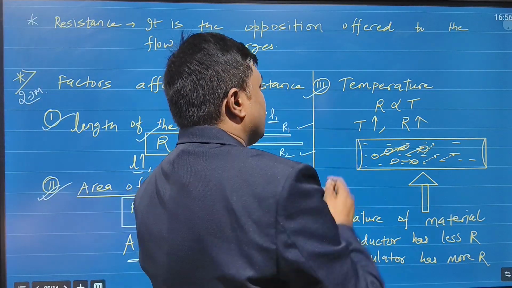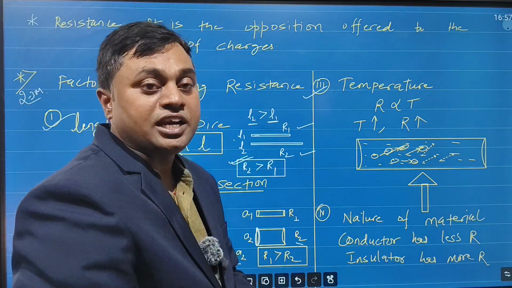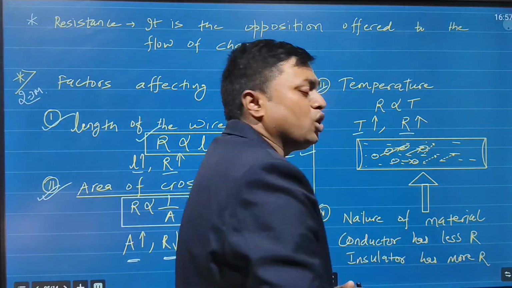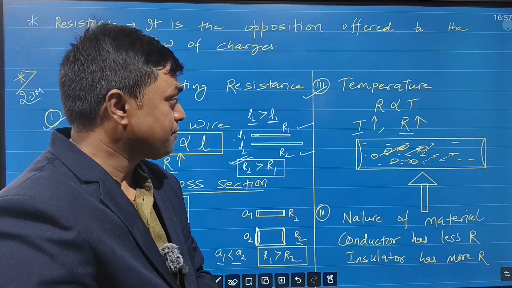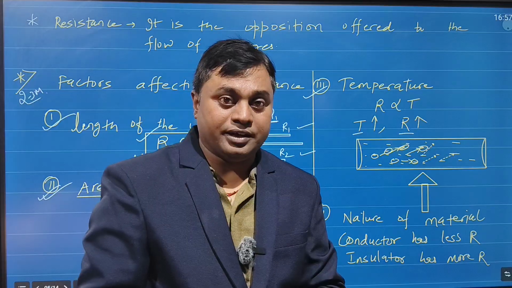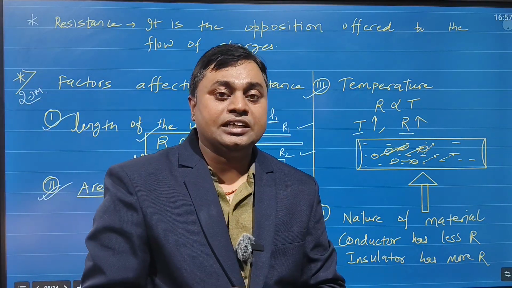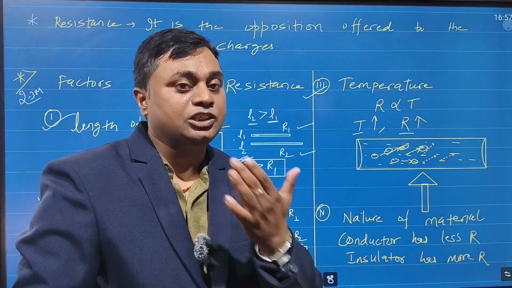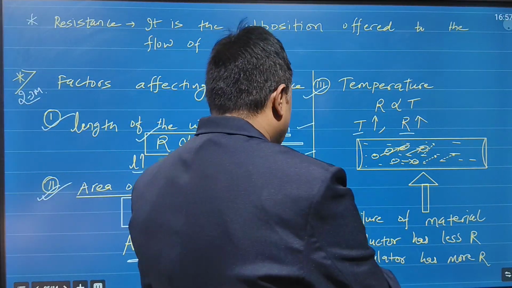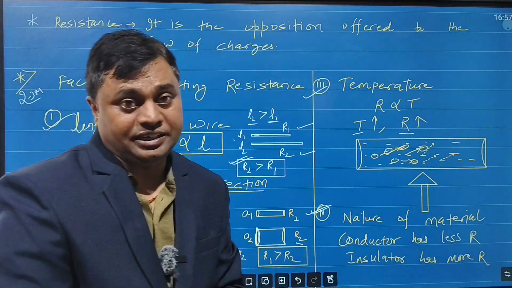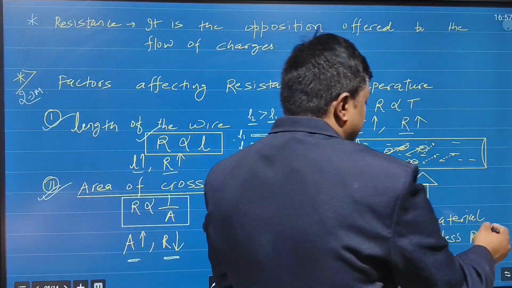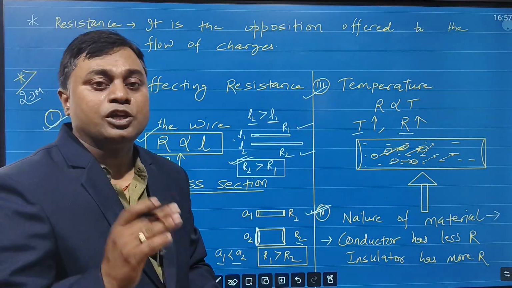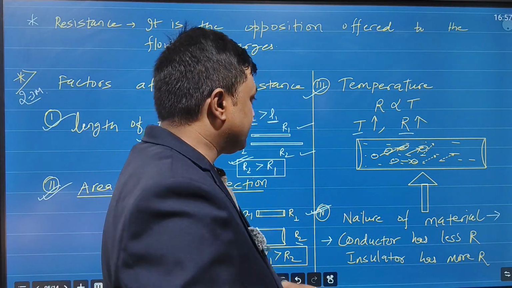Next factor is the temperature. The resistance of the wire is directly proportional to the temperature. When the temperature is more, resistance is also high. It means when you heat the conductor, the kinetic energy of the electrons increases and random motion increases. Because of that, the resistance of the wire also increases. And the last factor is the nature of material. Resistance of the wire obviously depends upon the nature of material. A conductor has less resistance, and an insulator has more resistance. Is it clear?